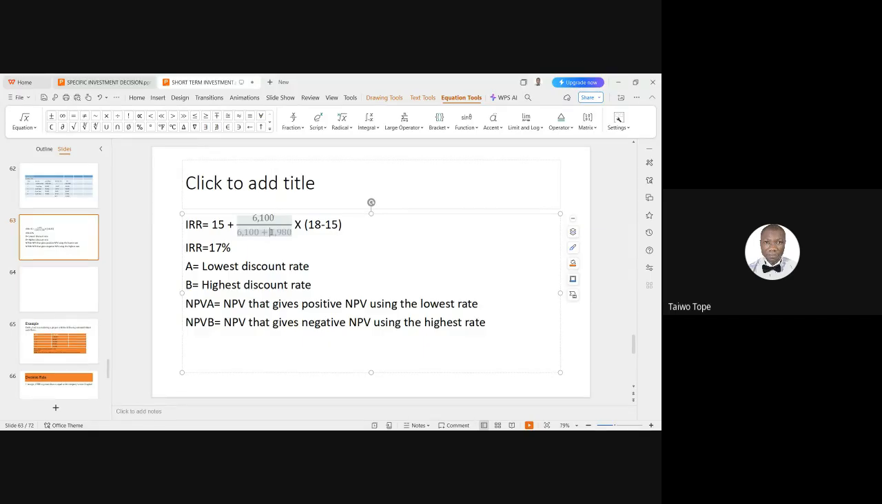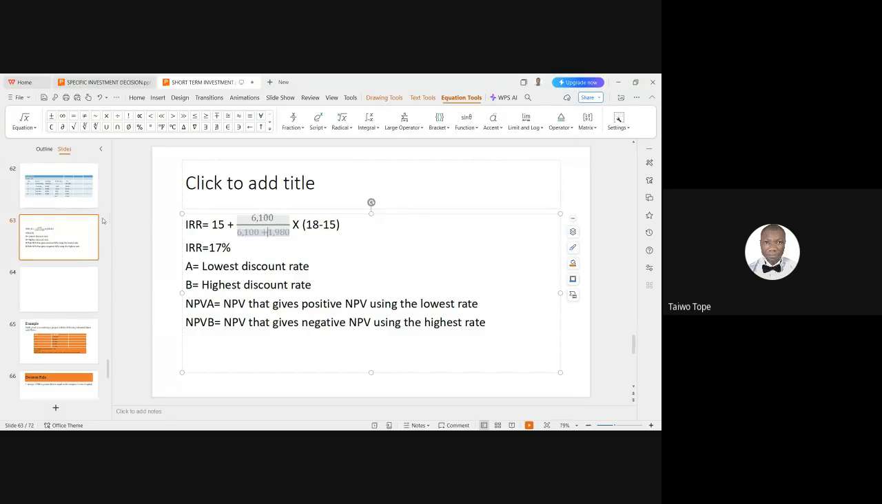So the person that derived 17% used the right formula. 17% is correct. So originally it should be like this, minus into the bracket of this. So minus by minus will now change to what? We change to plus. So we have it as 17%.